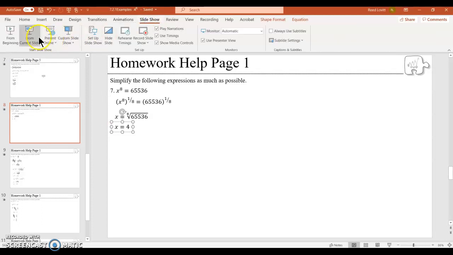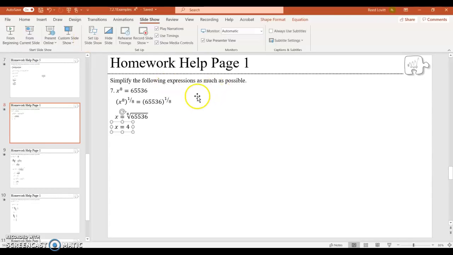So for the homework help for today, we should be looking at page 1 of the week 5 problems. And remember, we're just getting a little bit more into exponents over here.